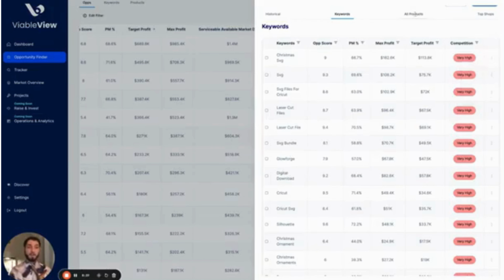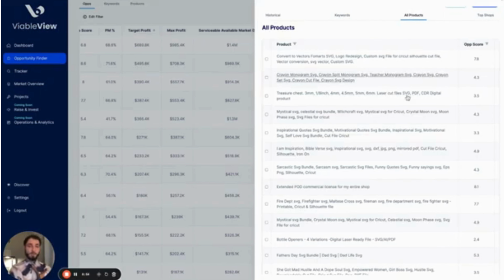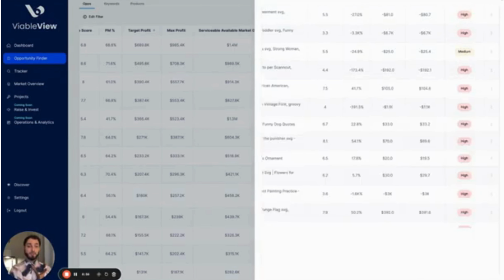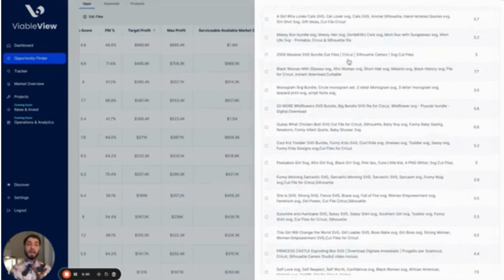That's important. Next, we have the products. Here are all of the products within this opportunity, which is quite extensive. We can click the actual product and it'll open to the marketplace that it's on. It'll open the actual product listing itself, so you're able to preview it and understand what the product actually is instead of just reading the name.